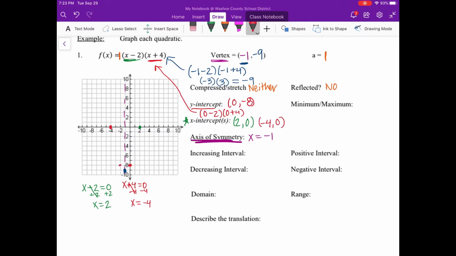I can use symmetry to plot one more additional point. And now I am able to connect my dots. So this is what my graph looks like.